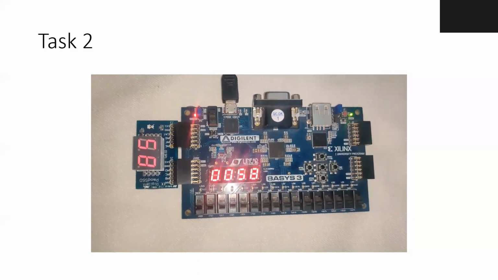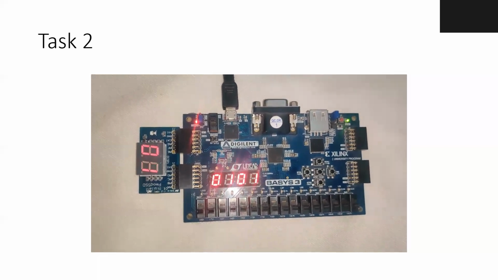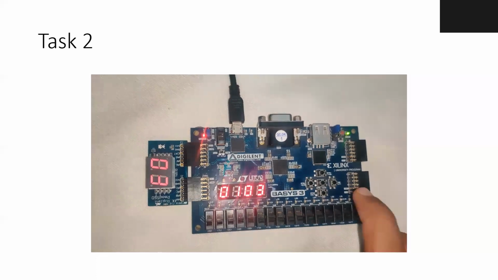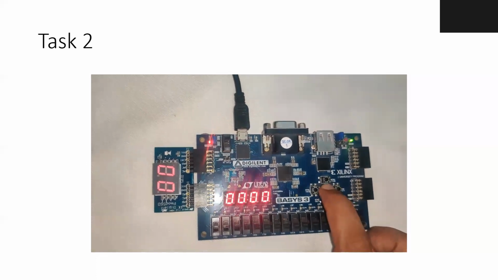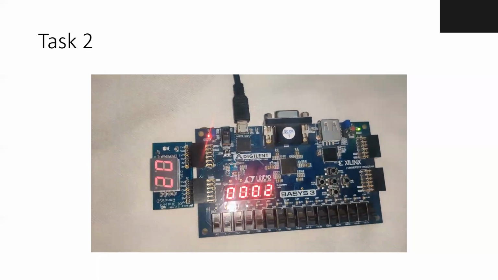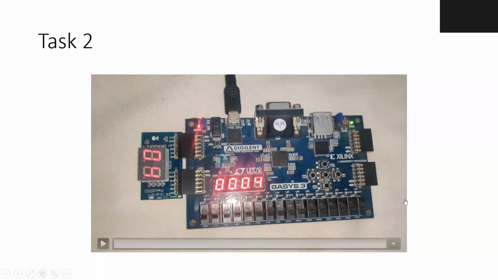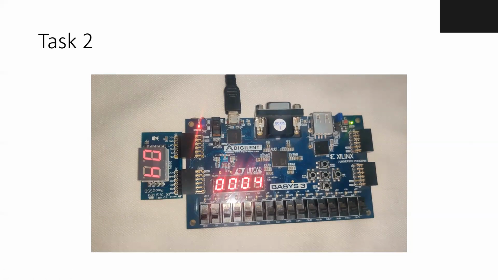And you can see that as the seconds reach 60, the minutes will be incremented by 1. Similarly, using the reset button, we can reset the corresponding digits on the 7-segment display, so by resetting both the counters. In the next couple of videos, we are going to complete our tasks.